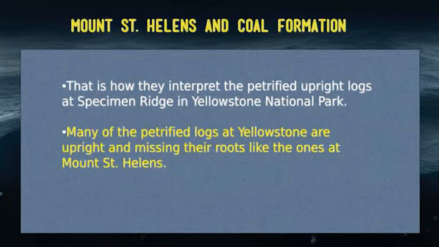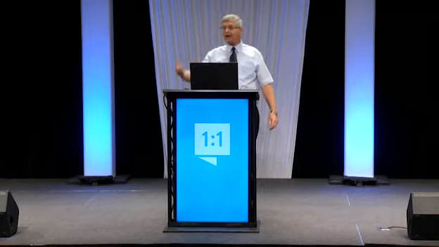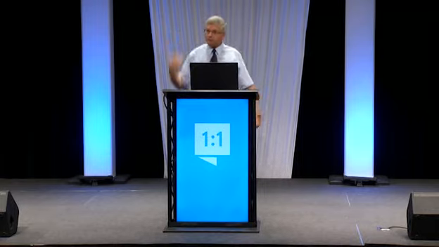The tragedy is that you can go to Yellowstone National Park and you find there upright petrified logs at Specimen Ridge in the northern part of Yellowstone National Park, and these have been interpreted as successive forests that grew over thousands of years. Yet, these petrified logs are missing their bark and they're missing their roots. So how could they have grown there if they don't have their roots still there?